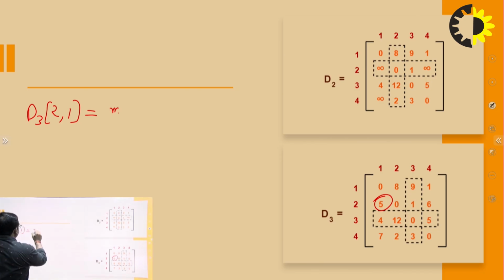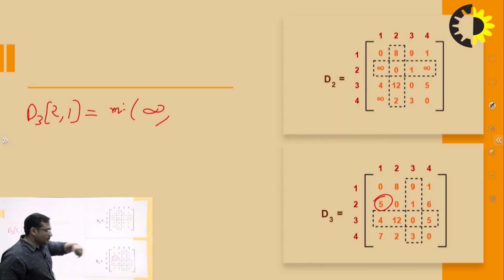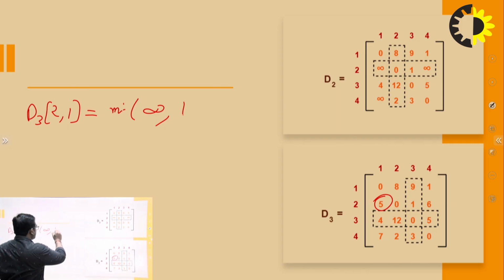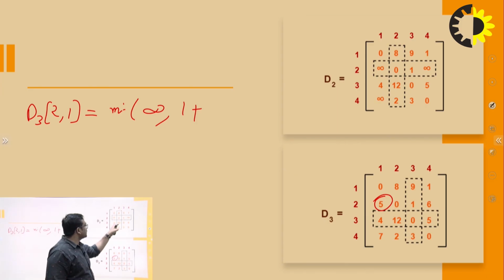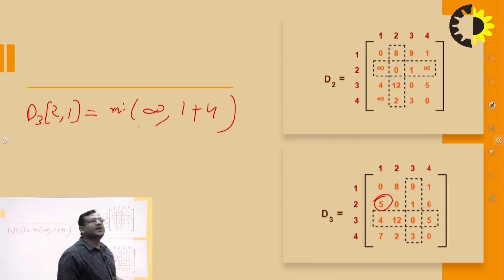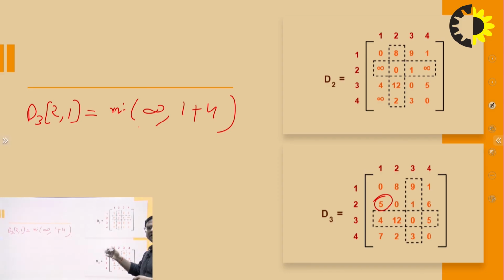So which one do we have to take here, either minimum infinity or in between 2 and 3? So 2 to 3 is 1, plus 1 to 3, that is 3 to 1 is 4. So which one is minimum, infinity or 5? 5. So we have to update it here. Similarly, you can update all the other elements in the matrix, whatever is left, after considering the third row and third column.